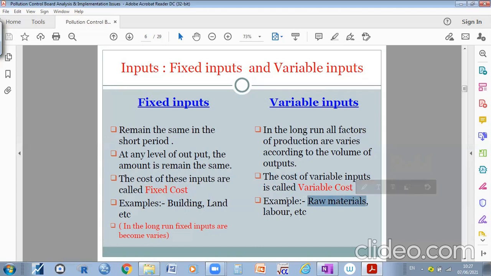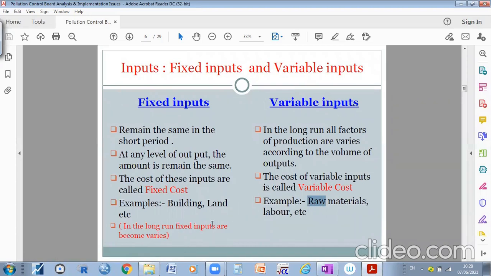For example, whatever you are going to use in order to produce the output, you can change the raw materials. For example, as I told you, in order to produce 10 pens today, you can use the raw materials. Tomorrow, if you don't want to produce more than 10 pens, you can reduce the raw materials and labor. For example, if you have to produce only two pens tomorrow, you can call only one labor, and the remaining labor you need not consider. So this is called variable inputs. This is called fixed inputs.